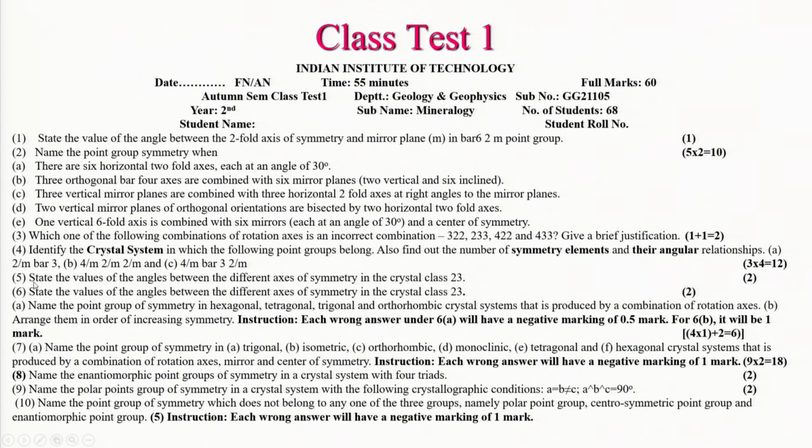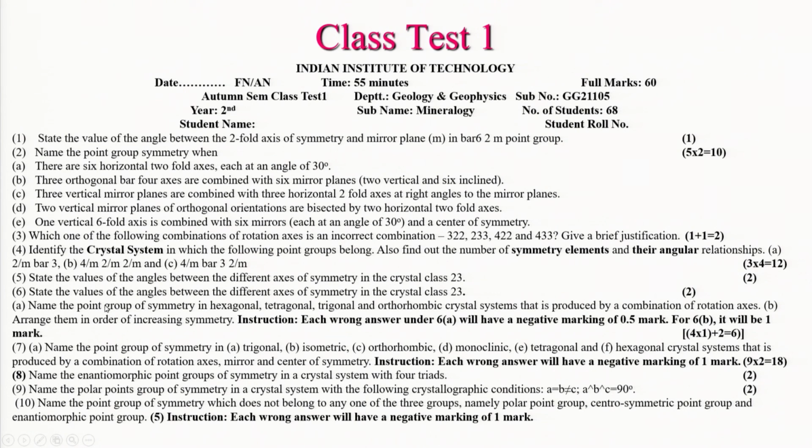And under this question, there are 3 point groups of symmetry. For each there are 4 marks. So, there are 12 marks that have been given here. And in question number 5, state the value of the angles between the different axes of symmetry in the crystal class 2 3. So, you have to tell us about the angle between the two-fold axes of symmetry amongst themselves, the angle between two-fold axis and three-fold axis of symmetry, and also the angle between three-fold axis and three-fold axis of symmetry, and 2 marks are given here.